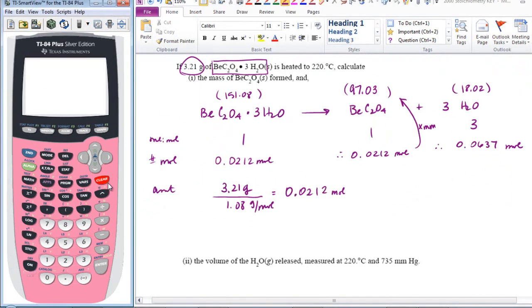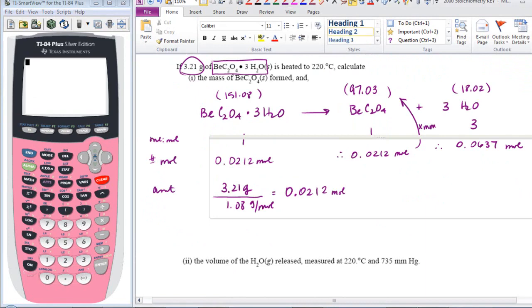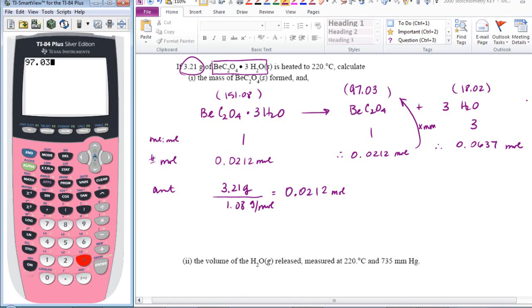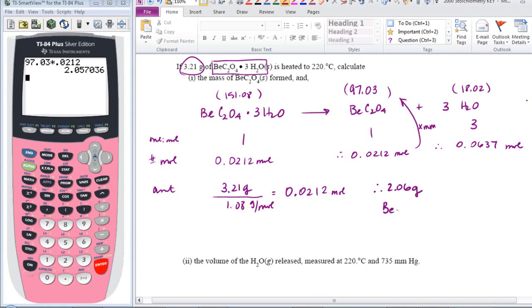All that's left to do then is actually answer the question. So now I already know how many moles, so let's just multiply that by the molar mass and we can find the mass of the beryllium oxalate that we seek. So apologies, here goes. 97.03 times the 0.0212 moles gives me 2.0 to 3 sig figs, which is what looks good here. Let's go with 2.06. So therefore, 2.06 grams of the beryllium oxalate is formed. And there you have it.